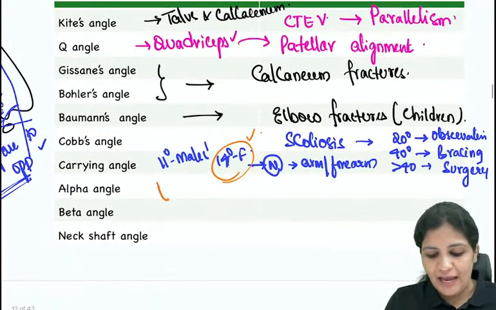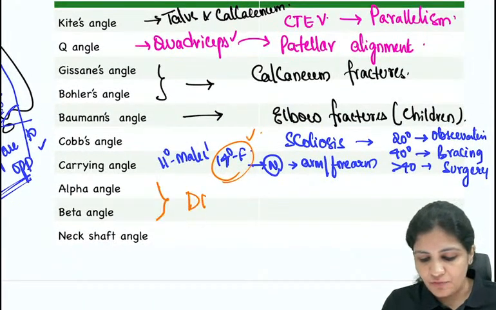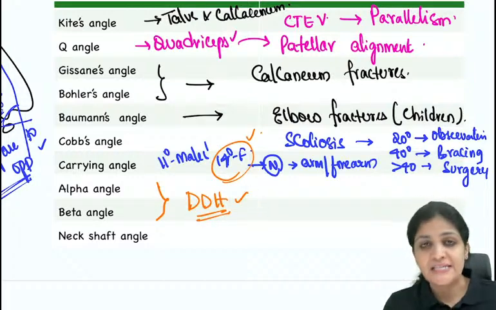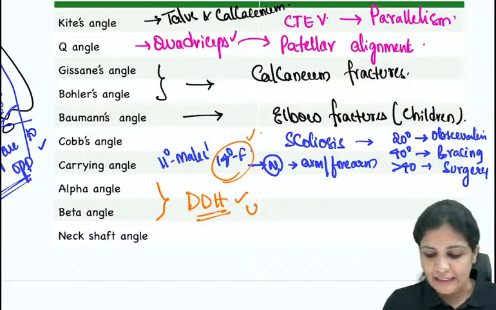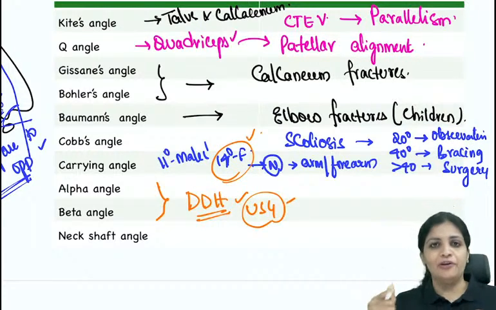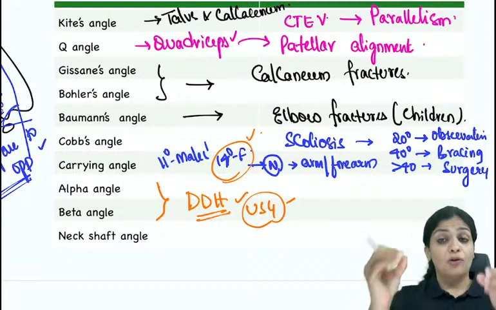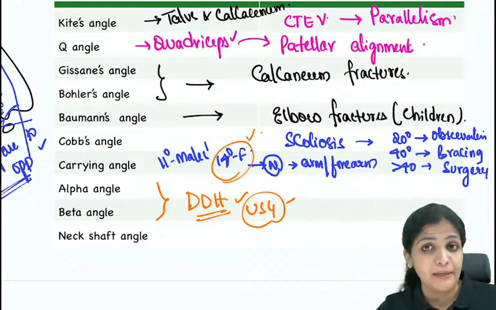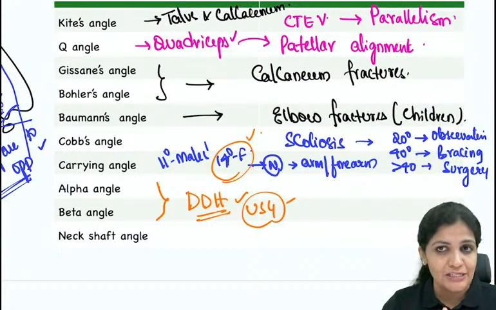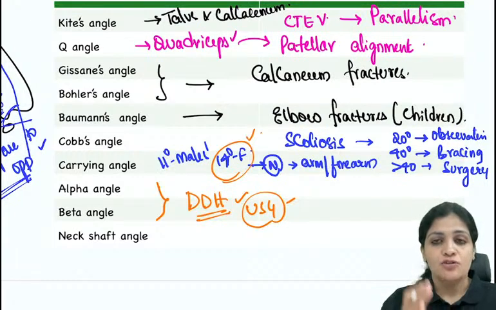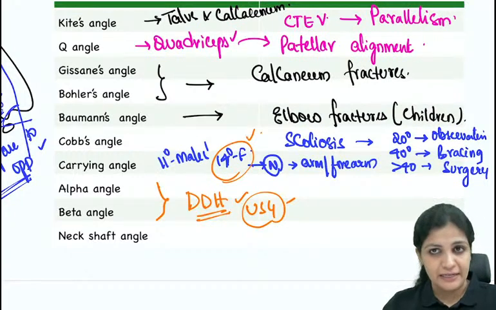So what is alpha and beta? This is in case of your DDH. DDH is developmental dysplasia of the hip, and usually these angles are seen in ultrasound. Ultrasonography of the hip is done in neonates because the head is not actually formed, right? So no x-rays, nothing. In case of DDH, what is the diagnosis? First is clinical diagnosis, right?